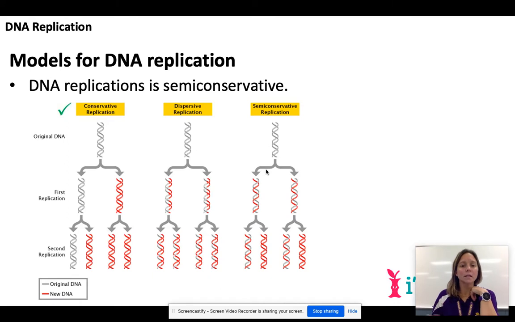And if we look at the three models side by side, with the gray being the original strand and the red being a new strand, you have conservative, one old, one new; dispersive, part old, part new, but in chunks; and the semi-conservative, one whole strand old, one whole strand new. And really, how do we know this occurs? We don't necessarily see it as evident in our first replication, but when we get into that second replication, we can see where this semi-conservative replication occurs.